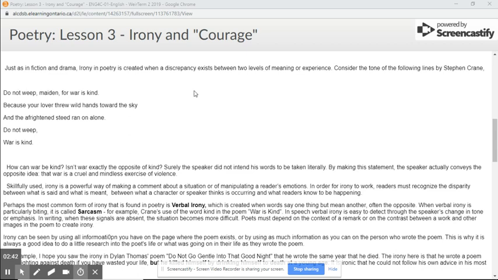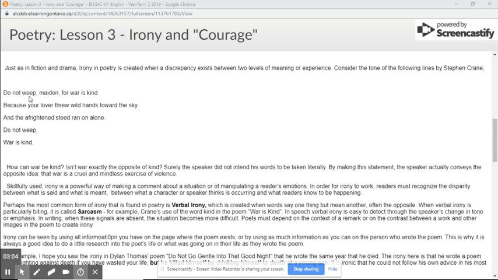So this poem is a poem by Stephen Crane called "War is Kind." So it says, "Do not weep, maiden, for war is kind, because your lover threw wild hands towards the sky, and the affrighted steed ran on alone. Do not weep, war is kind." So that is verbal irony. The author doesn't really think that war is kind. And you can tell that by what he's saying here.